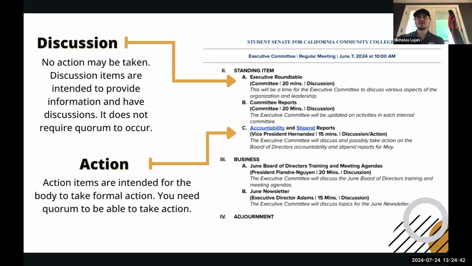And then an action item, it does require quorum, and quorum, just to reiterate, is half of the voting members plus one. And action items are intended for the body to take formal action. You need quorum to be able to take any actions. And there's an example of your agenda off to the right. And with that, I will pass this off to Dr. Adams.